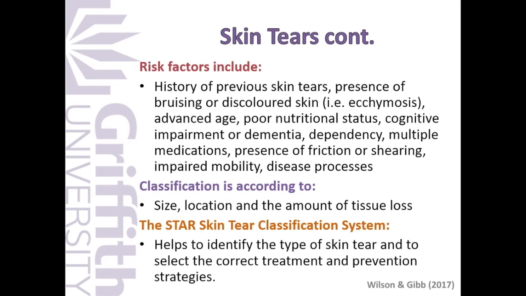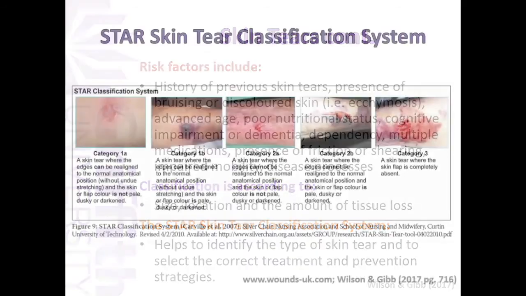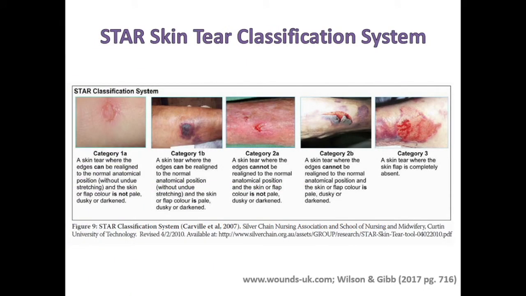In order to classify the type and extent of wound, we can use the STAR classification system. I won't review the entire classification, but we can see our first category there on the left is a skin tear, but the flap of skin is not pale or dusky and can be realigned to its normal anatomical position without much stretching. At the other end, the far right, we can see that there is a skin tear where the skin flap is completely missing.